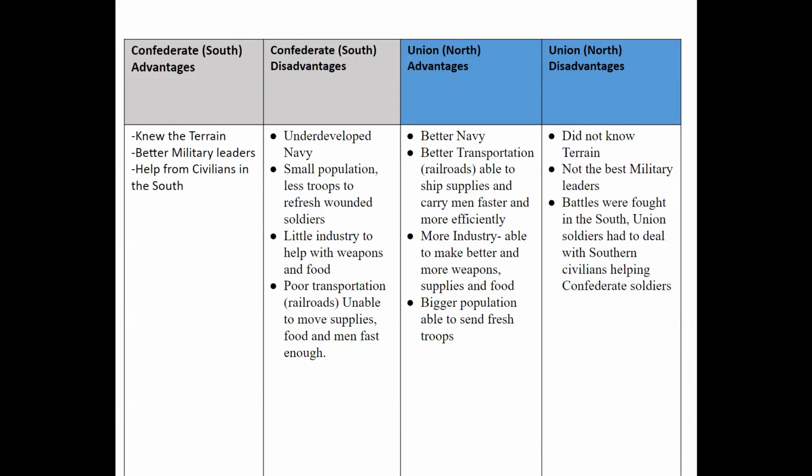One was many of the men were not really good fighters. Many of them had never been to war. They did not know the terrain in the South. Their military leaders were subpar compared to the Confederacy. The Union soldiers had to deal with Southern civilians helping the Confederate soldiers, so they were not always getting correct information. And sometimes the civilians of the South would also engage in not helping the Union soldiers to take over the Confederates.